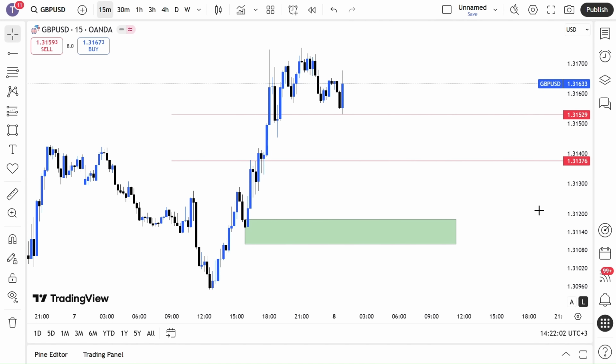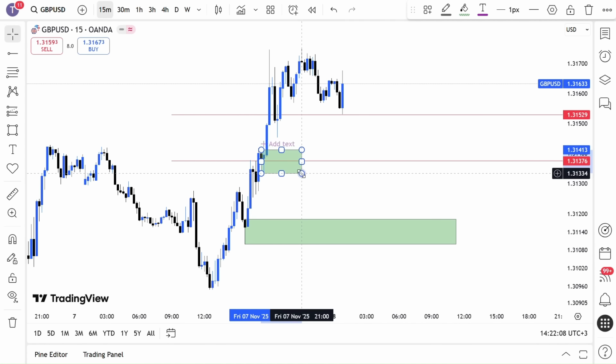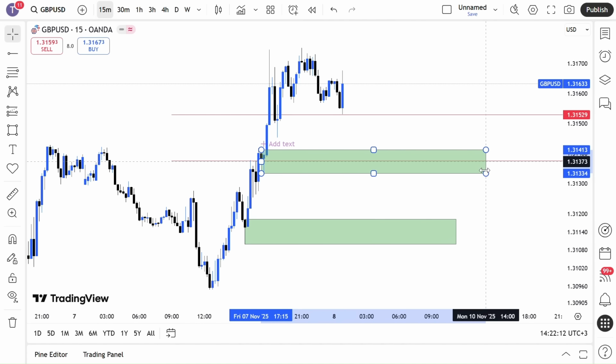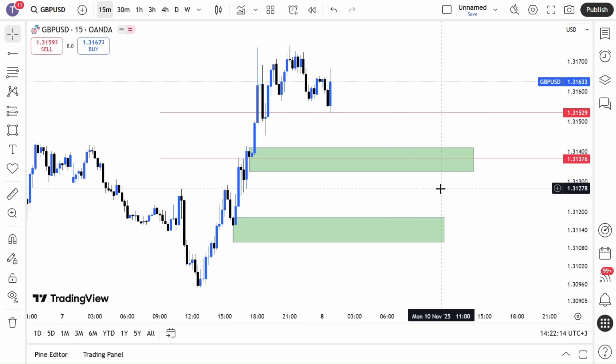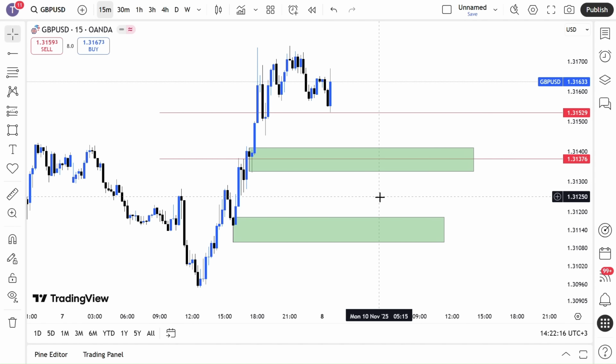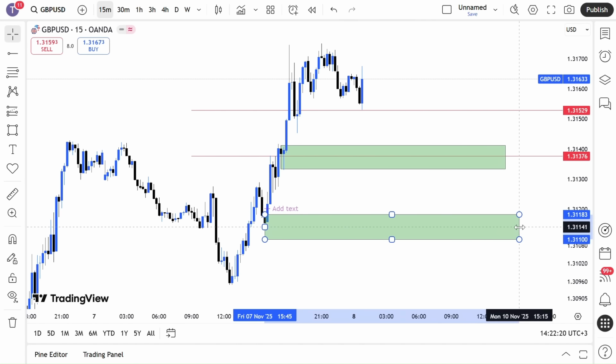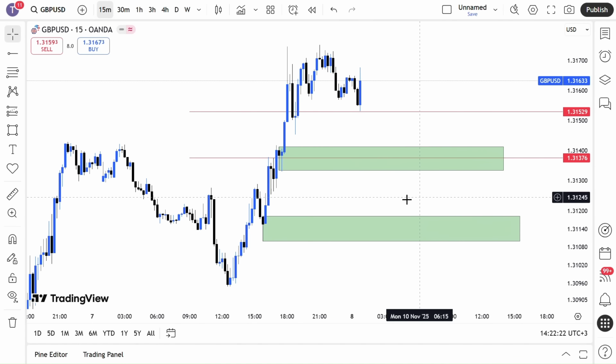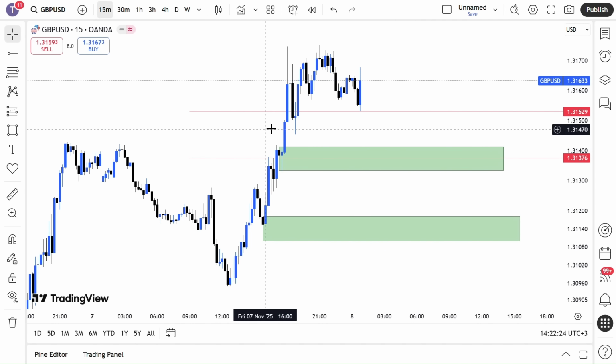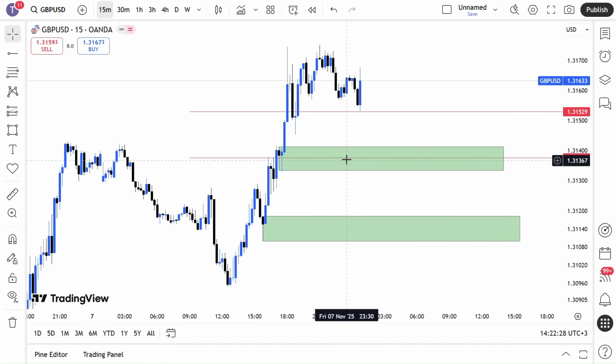Then the second order block is just below this fair value gap. According to trading, most of the time we prefer trading from the extreme point of interest, the extreme order blocks. But because this order block is just below the fair value gap, it can be even better to take a trade from this point.